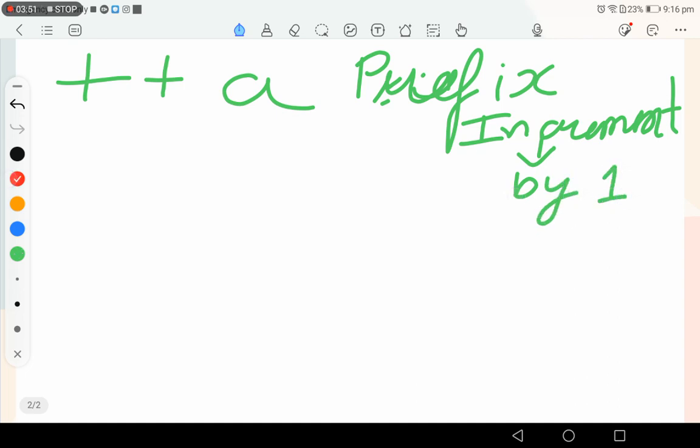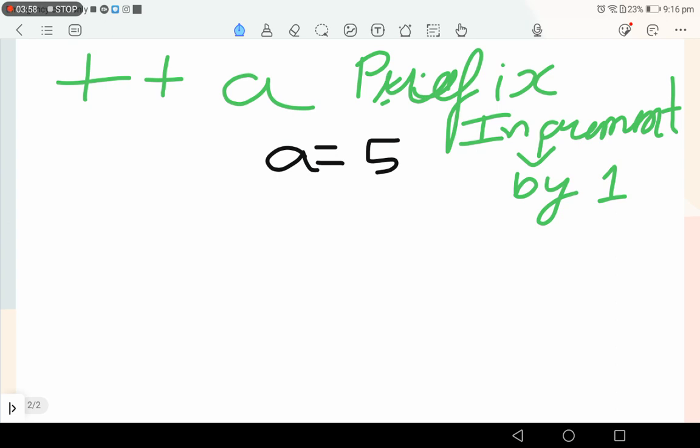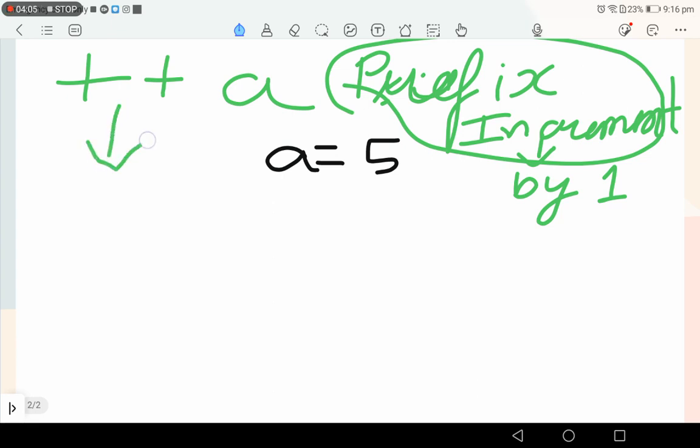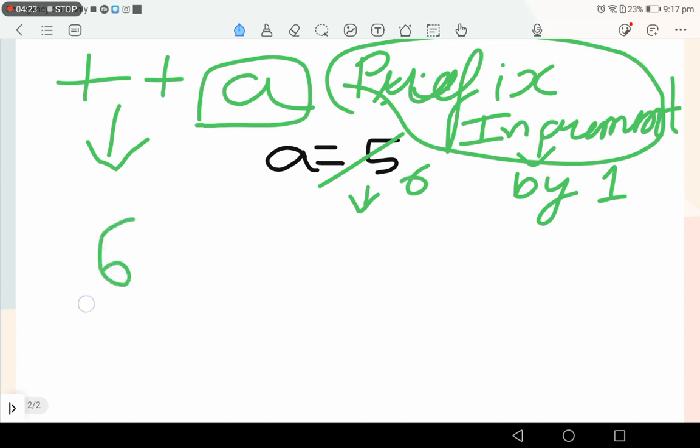So let me say that the value of a is 5. Alright. And here plus plus a is given, that is the prefix increment condition. Therefore, in this prefix increment operator condition, what we have to do is increase the variable first. That means by 1. This would be 6. So the value would be written as 6.